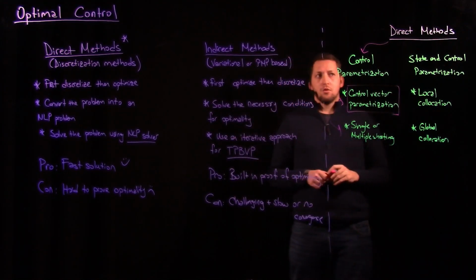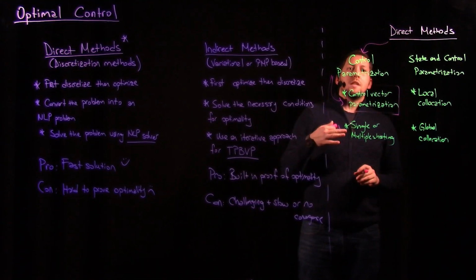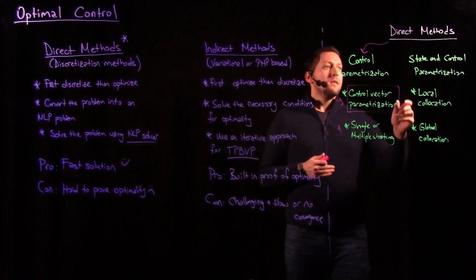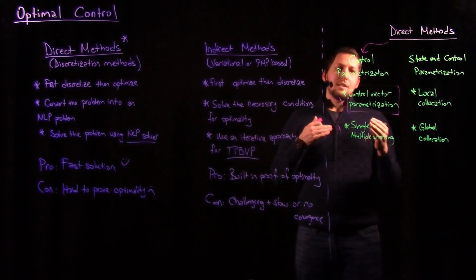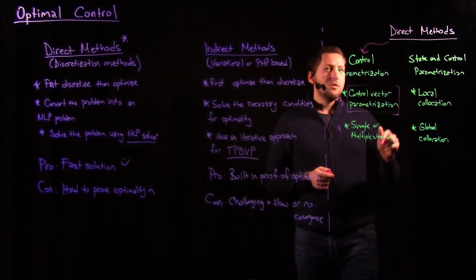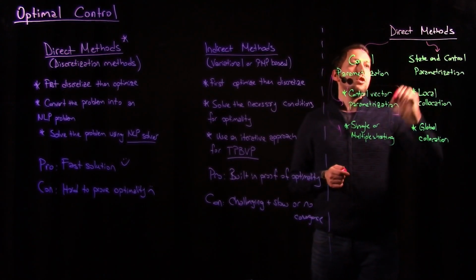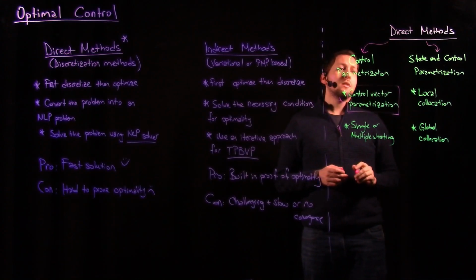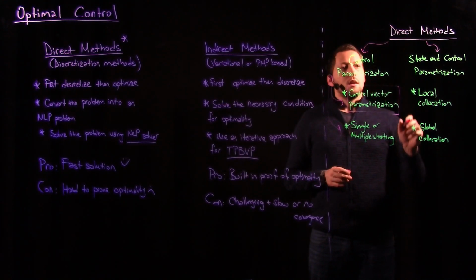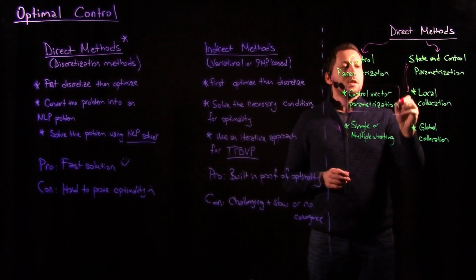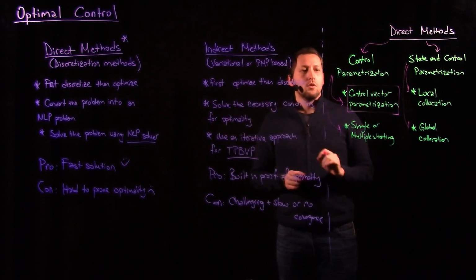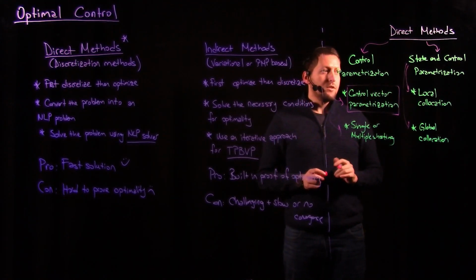But in addition to this, we can also discretize the states. But of course, not the states only. We should also consider the control parameterization here, and it shows itself in this area, and there are some local and global approaches, which are indicated like this here. So today we are going to continue with the control vector parameterization.